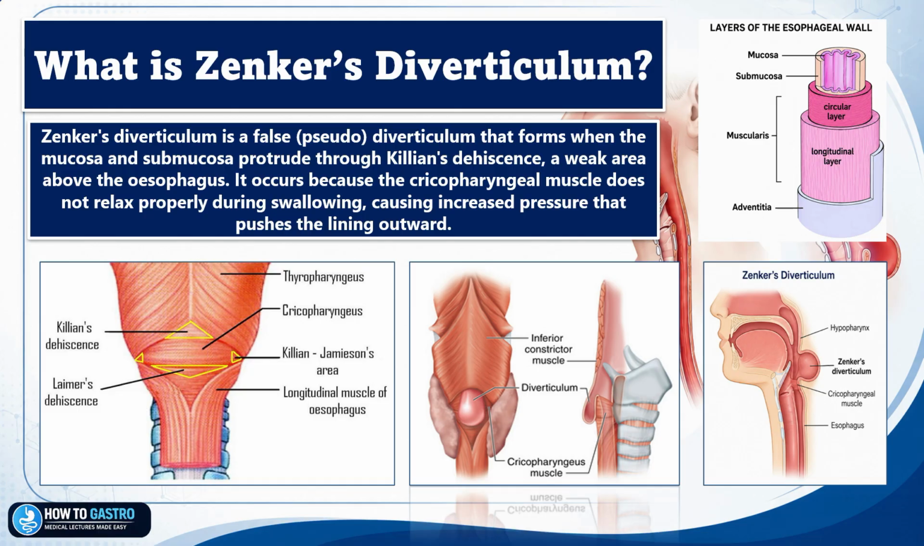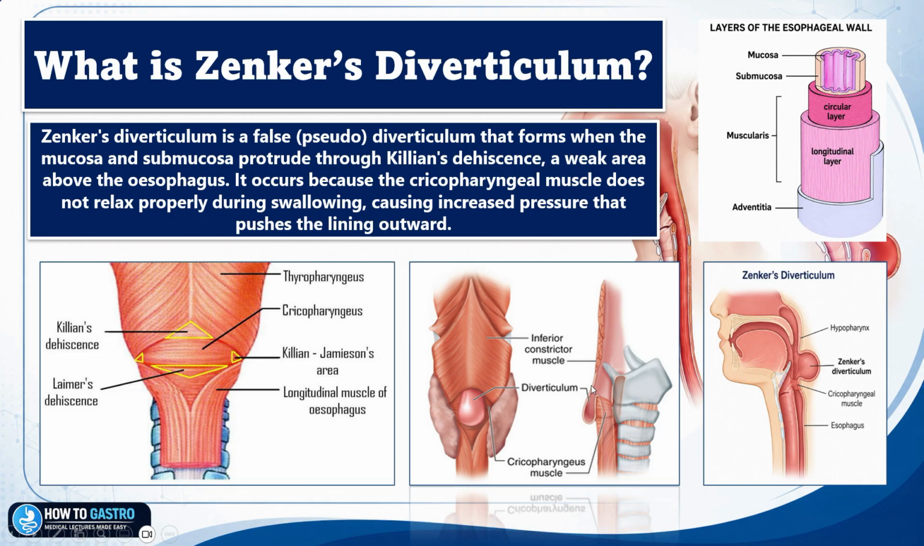So what is Zenker's Diverticulum? Zenker's diverticulum is a false or pseudo-diverticulum that forms when the mucosa and submucosa protrude through Killian's dehiscence, which is a weak area above the esophagus. If we pause there for a second and take a look at this picture on the bottom of our screen, we see where Killian's dehiscence actually is. This is the weak area situated just above the esophagus. This is the posterior view, and this is the lateral view. Here is where the diverticulum actually develops.